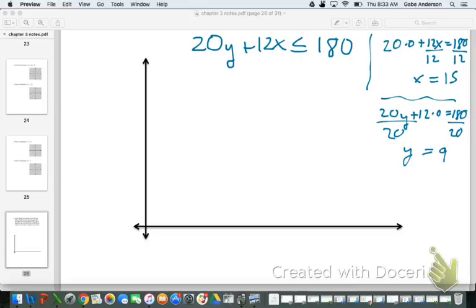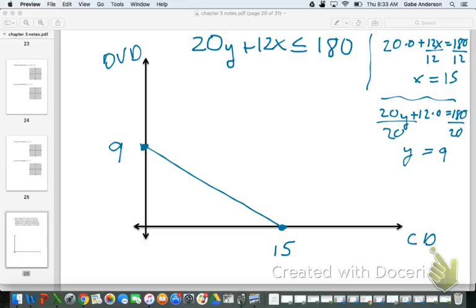So then I go back to the graph. My y-intercept being 9, I'm going to put that roughly here. And my x-intercept is 15, would have to be over right about there. Remember, x is the number of CDs. This is the number of DVDs. Am I going to connect those two dots with a solid line or a dotted line? Solid. Solid, yes, agreed.